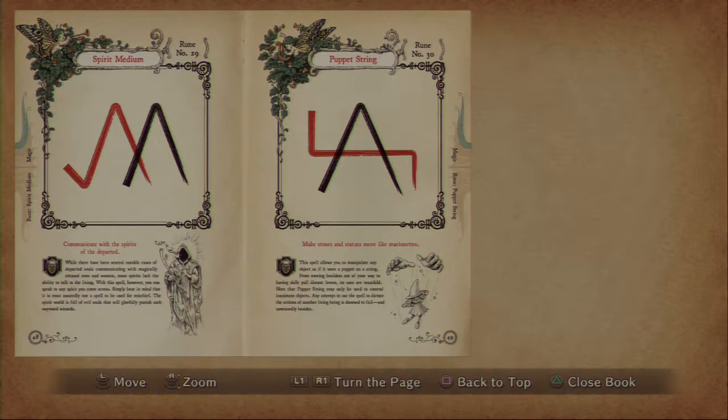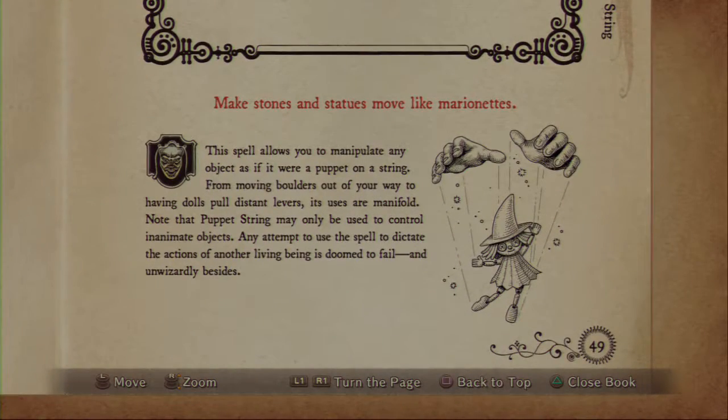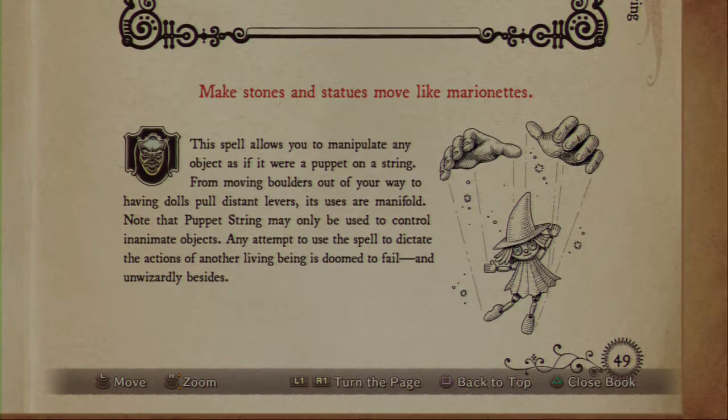We start, of course, with Puppet String. Make stones and statues move like marionettes. This spell allows you to manipulate any object as if it were a puppet on a string. From moving boulders out of your way, to having dolls pull distant levers, its uses are manifold. Note that Puppet String may only be used to control inanimate objects.